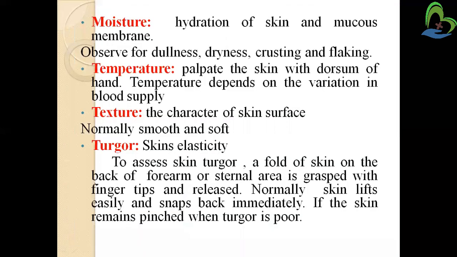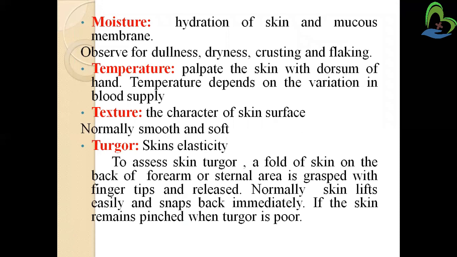Then the next one is moisture, hydration of skin and mucous membrane. Observe for dullness, dryness, crusting, and flaking. The next you are going to observe is temperature. Palpate the skin with the dorsum of the hand, and temperature depends on the variation of blood supply. The next one is texture. The character of the skin surface is normally smooth and soft.